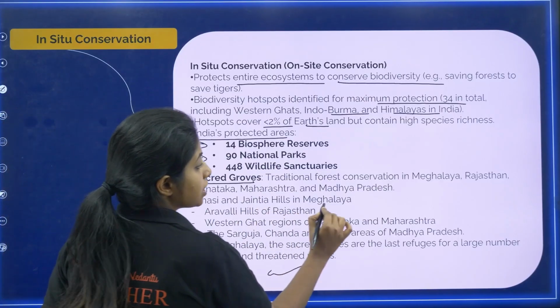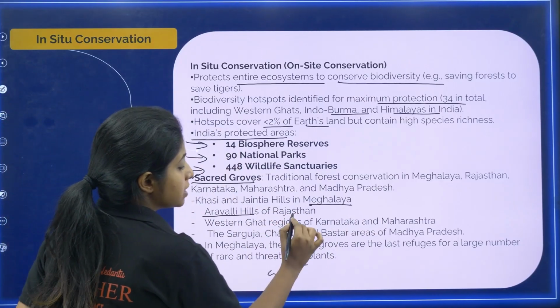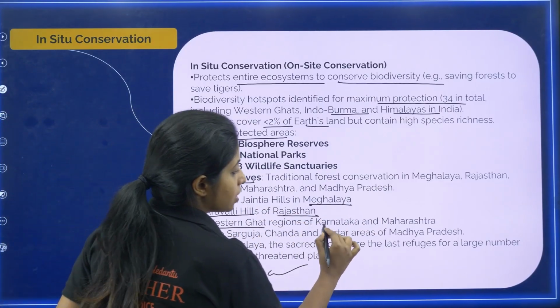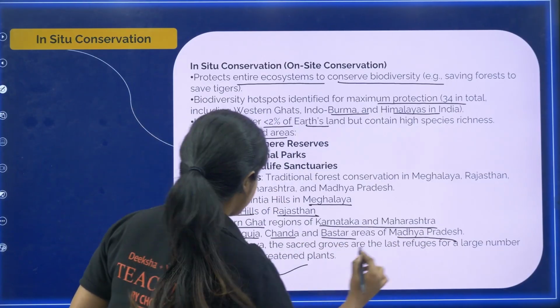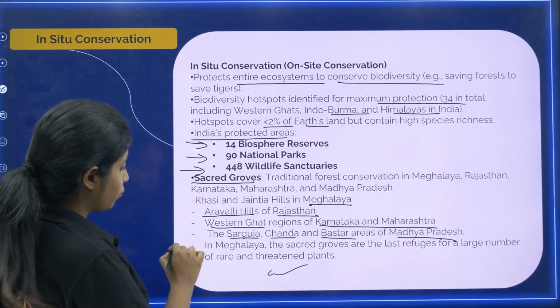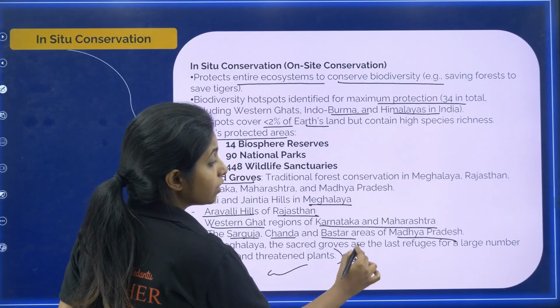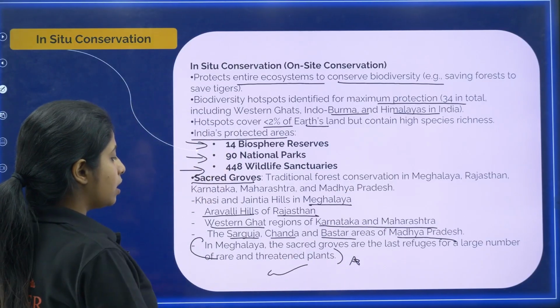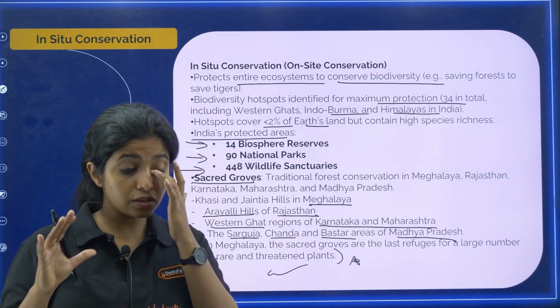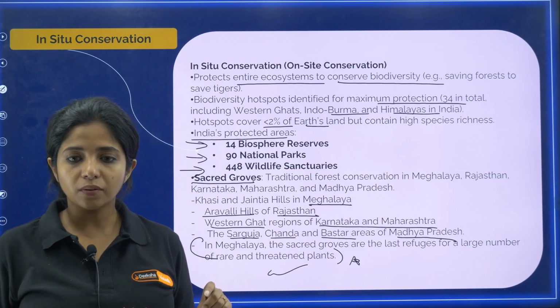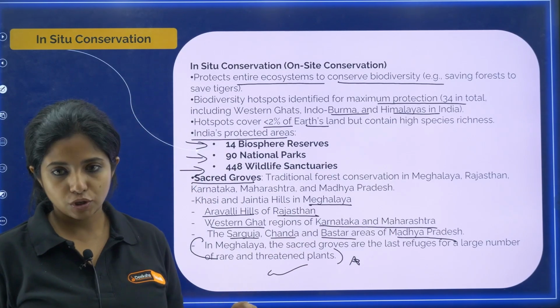So Khasi and Jaintia Hills is in Meghalaya, Aravali Hills is there in Rajasthan, Western Ghats is there in Karnataka and Maharashtra, Sarguja, Chanda and Bastar is there in Madhya Pradesh, and one more very important thing. In Meghalaya, the sacred groves are the last refuges for a large number of rare and threatened plants. This is the last refuge, as in the last option available for safeguarding what? The rare and the threatened plant species which are there.